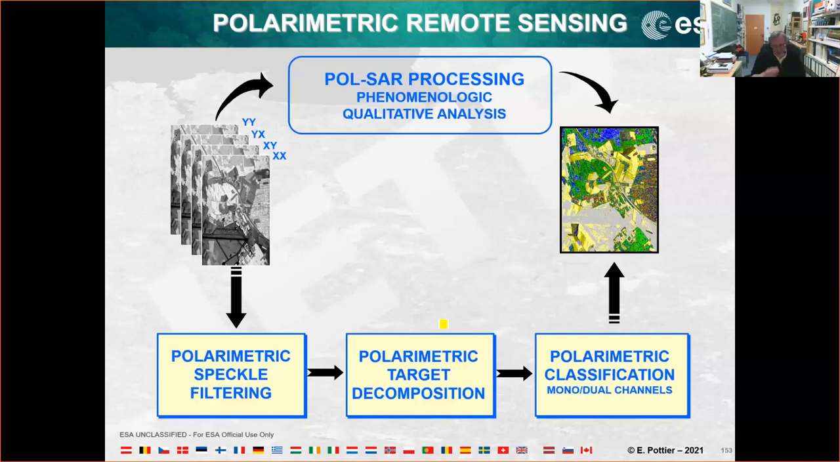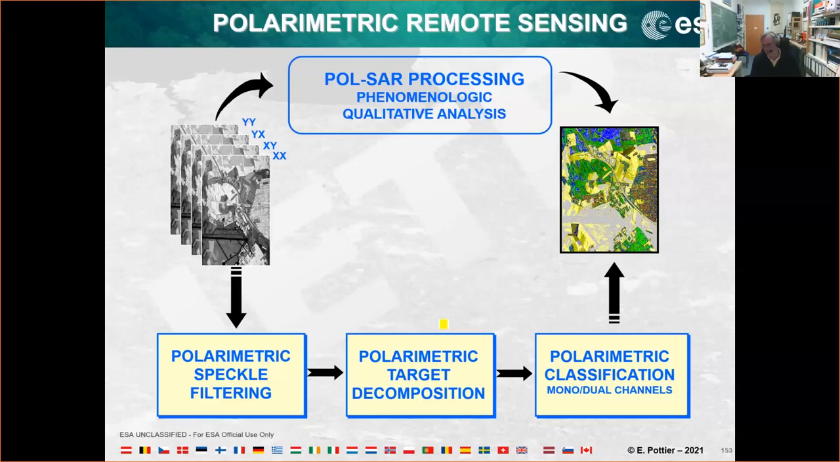Then the second step is very, very important. This is what we call the polarimetric target decomposition. It's very important because there is a philosophy behind it. And you know that sometimes science reaches a philosophy. Well, this is a very philosophical concept, what we call the target decomposition. So we shall focus on this part.